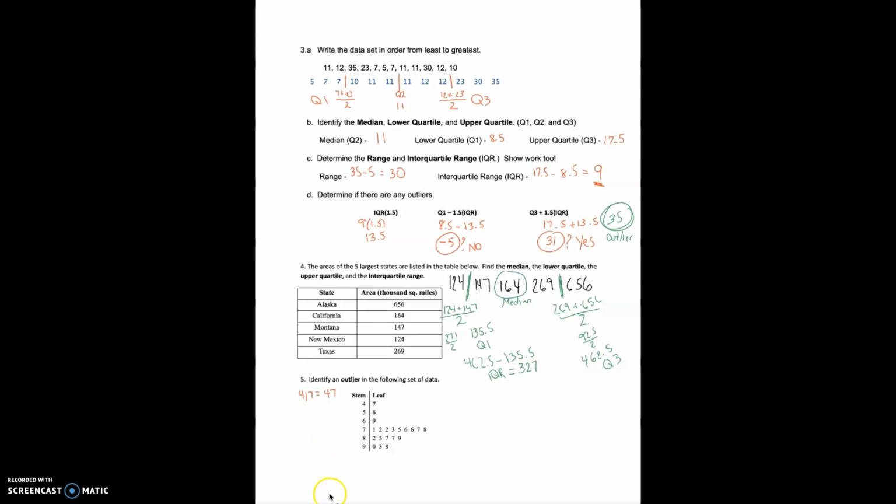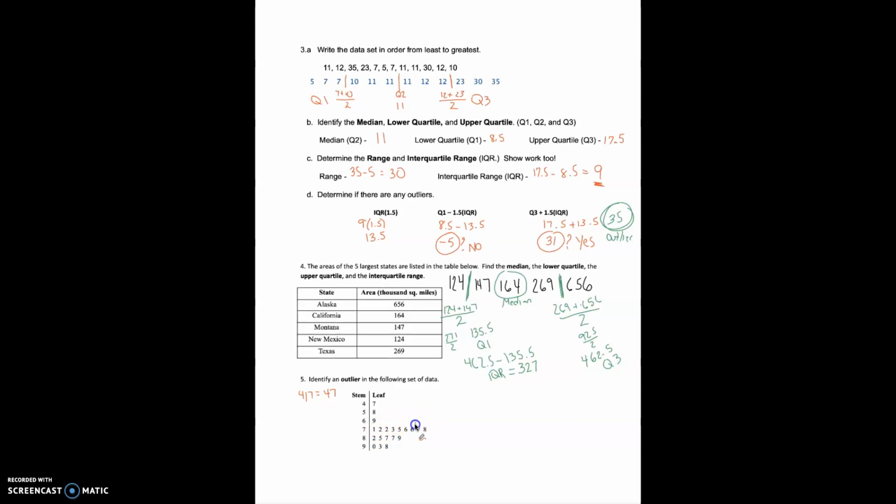So what's the middle term? If we count how many terms there are, that will help us find the middle term. So we have 1, 2, 3, 4, 5, 6, 7, 8, 9, 10, 11, 12, 13, 14, 15, 16, 17, 18, 19, 20. So we have 20 numbers. So we're going to put a line after our 10th number because we'll have 10 and 10.